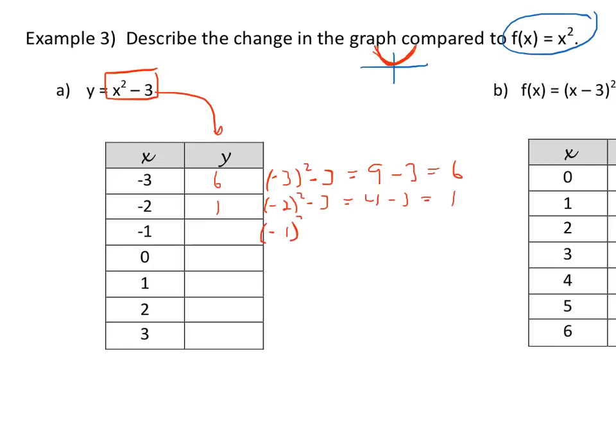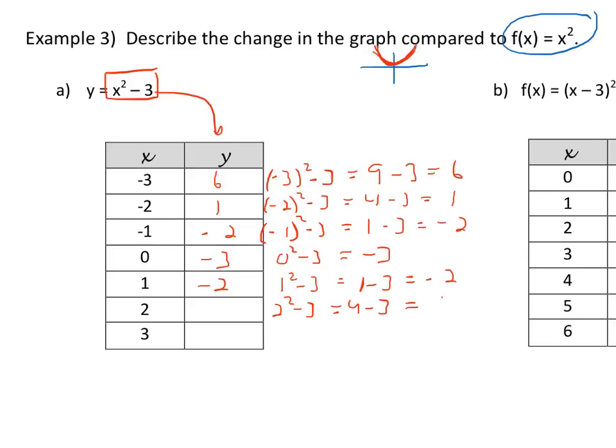Plug in a -1. -1 squared is 1. Minus 3 is a -2. Plug a 0 in and square it, just gives us -3. Now look what happens. I plug a 1 in, I square it, I minus 3, and I end up with -2 again. Plug a 2 in and square it, we get 4 minus 3, and we get a 1 again. And I bet you can guess what's going to happen on the last one. We get 6 again.